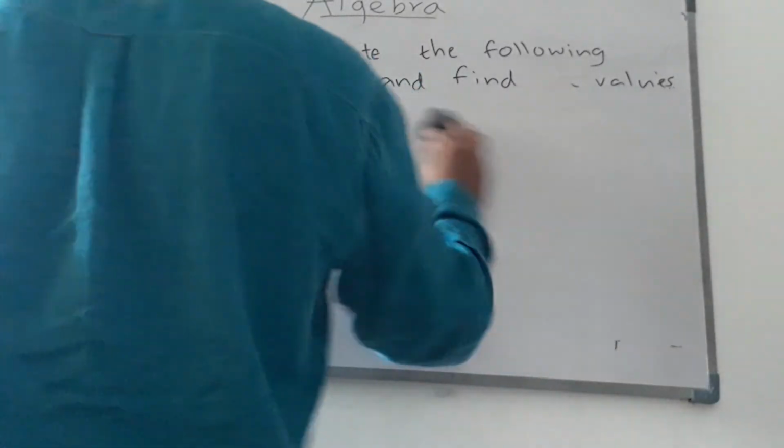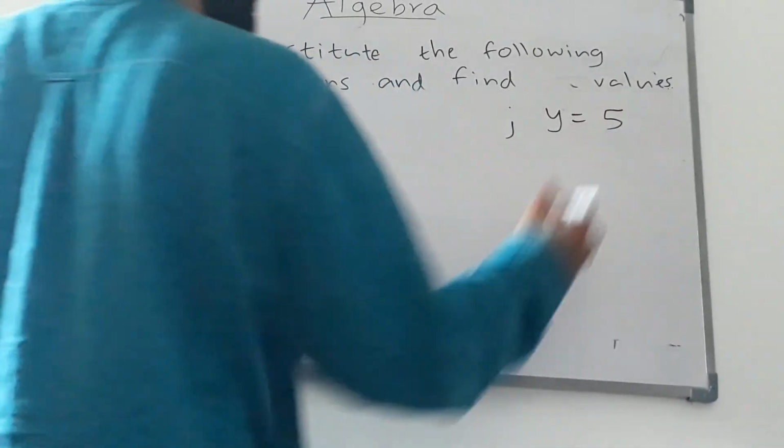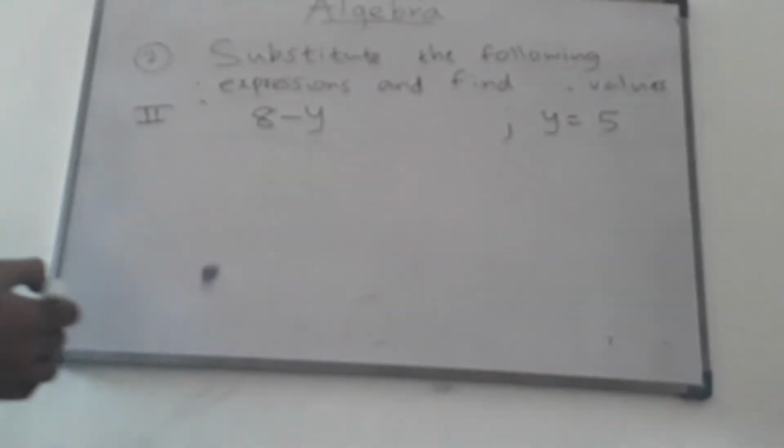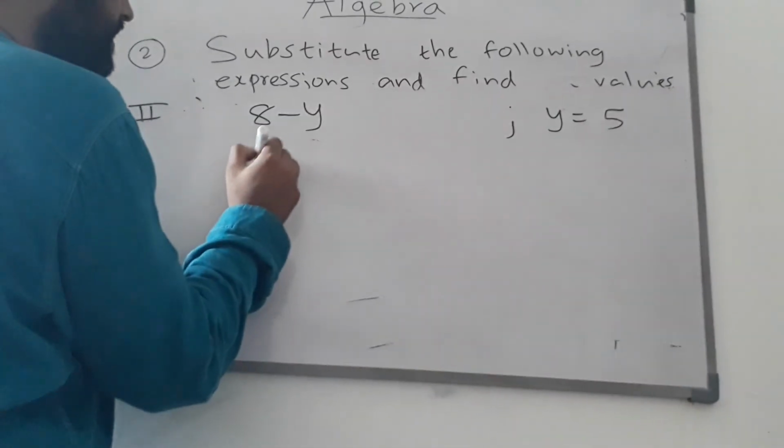Second question. 8 minus y, where y is 5. y is 5 means instead of y we can write 5, because y is 5. y itself is a value given to an unknown term. Okay. y means I don't know y. The value of y we don't know here. But here the value is given. So instead of y we can substitute the value of 5. So it is 8 minus 5. Answer is 3.